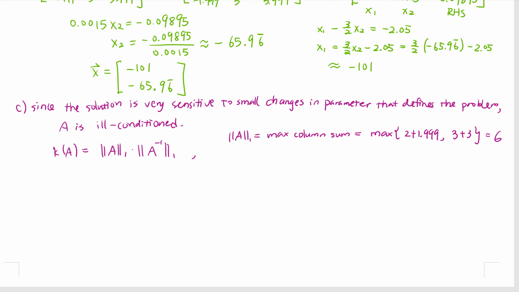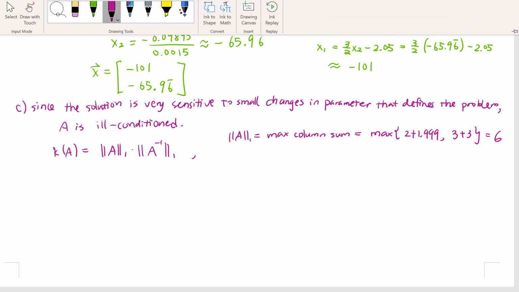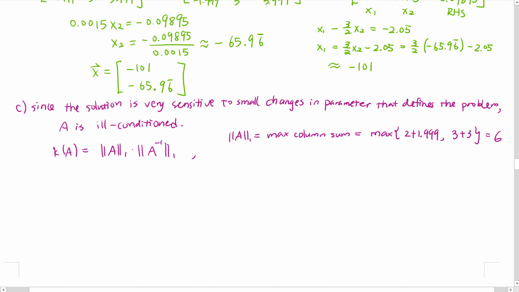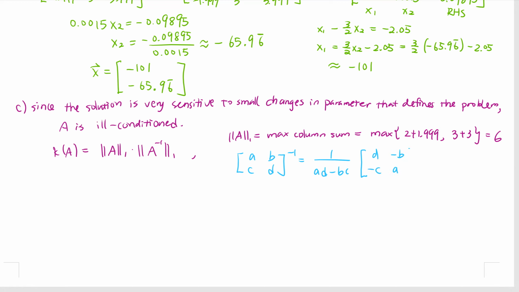Next, we need to compute the inverse. How do we compute the inverse? Let me remind you of the formula to find the inverse of a 2 by 2 matrix with entries A, B, C, D. The inverse is 1 over the determinant, which is AD minus BC, and then we switch D and A, so D is here, A is here, and B and C get a minus sign in front. Okay, so now let's continue.